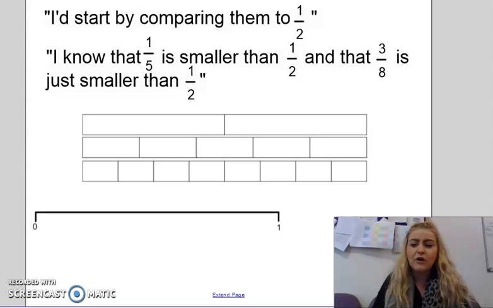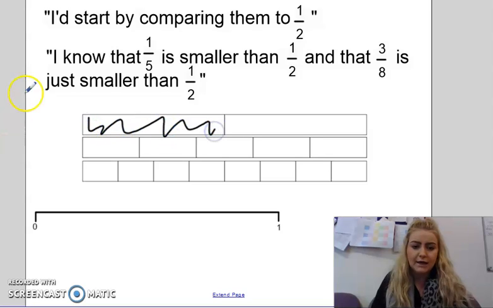Well, it's because 4/8 would be equivalent, wouldn't it? We've done some work on equivalent fractions already. So we're just going to check. We're going to prove it, okay? So I've got some little bar models here. So I'd start by comparing them to 1/2. So we're going to shade in what 1/2 would look like.